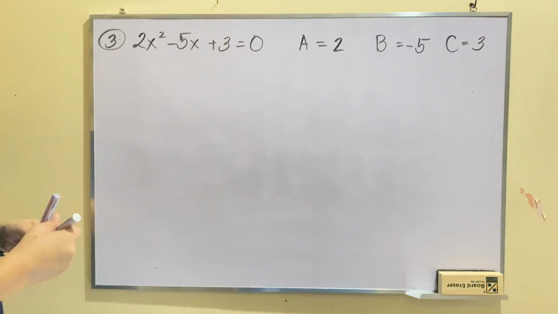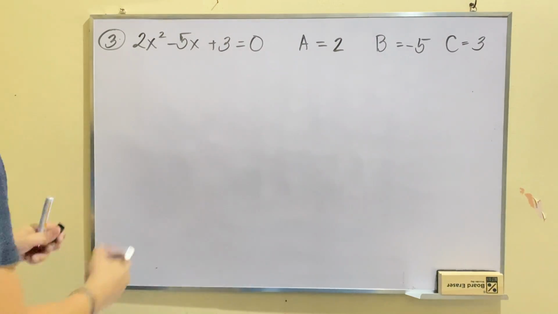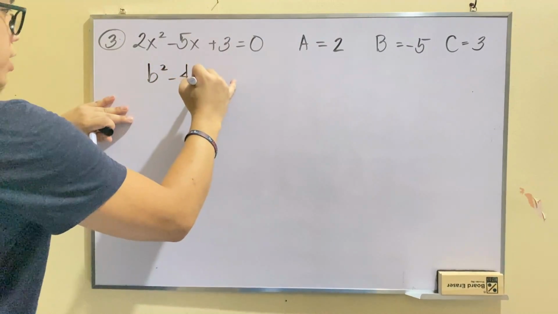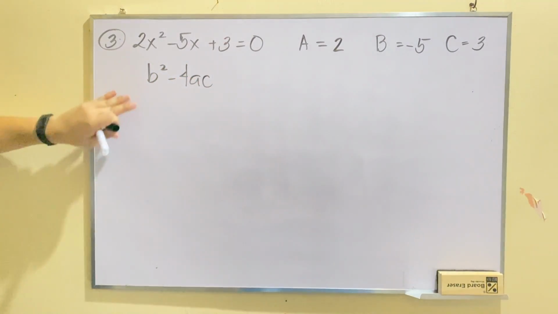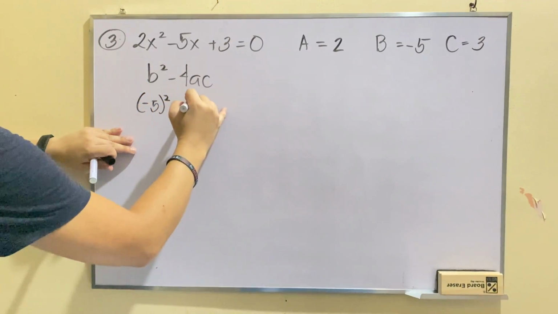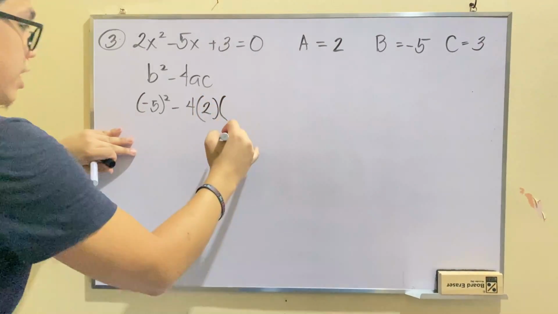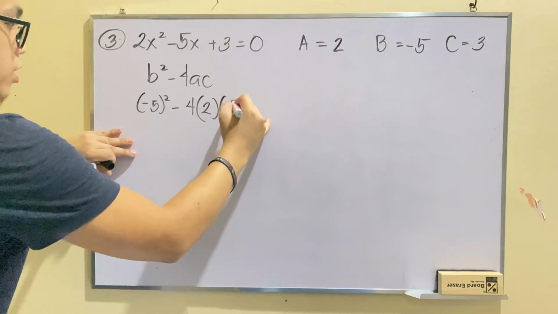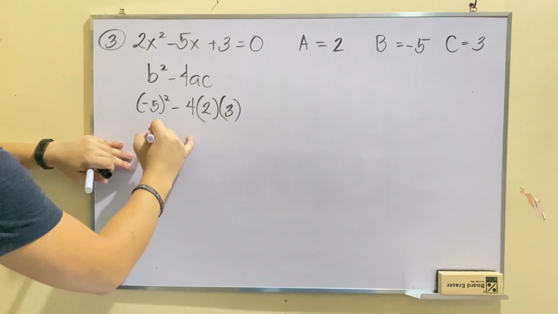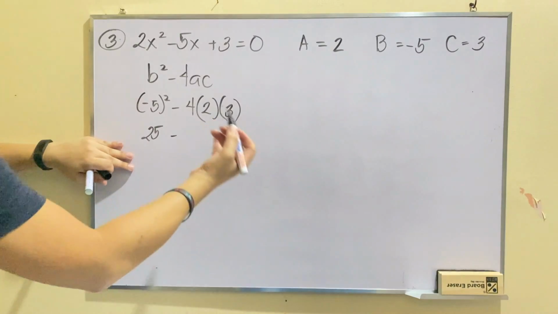Anong formula ng discriminant of a quadratic equation? So, B squared minus 4AC. Ano yung value ni B? So, negative 5 squared minus 4 times value ni A is 2 times C, which is 3. Negative 5 squared is 25 minus 4 times 2 is 8.